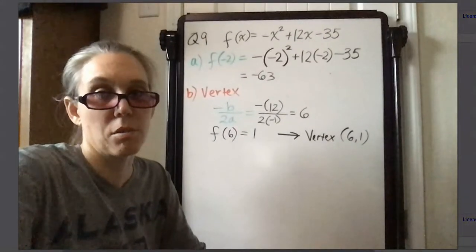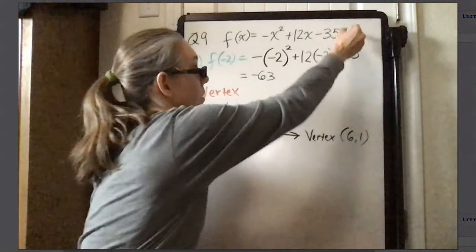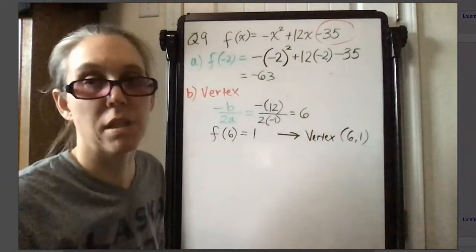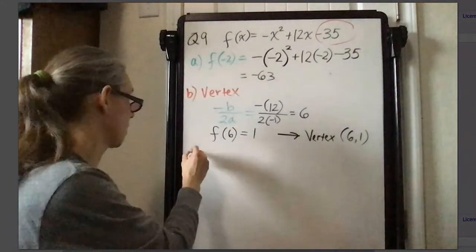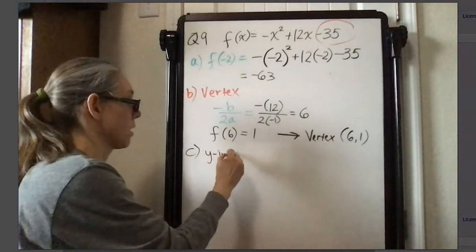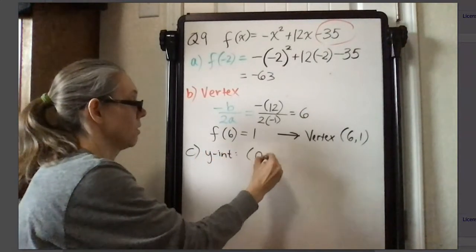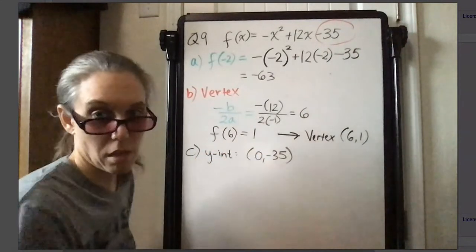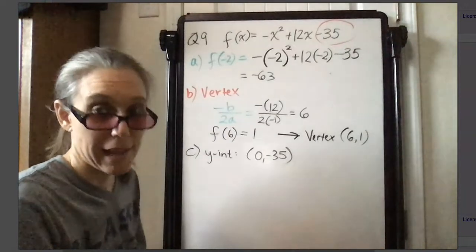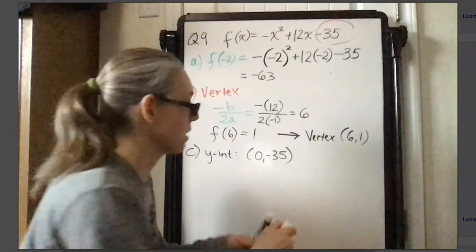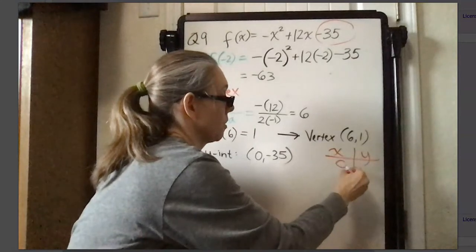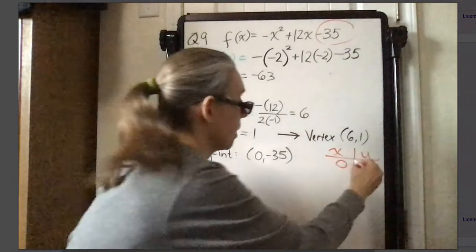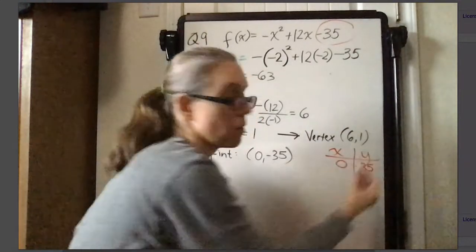So the y-intercept is really easy. The y-intercept, remember, is always going to be the c value. And so in this case, the y-intercept is the point (0, -35). And you can get that by using this, right? Plug in 0 for x, you get -35 for y.